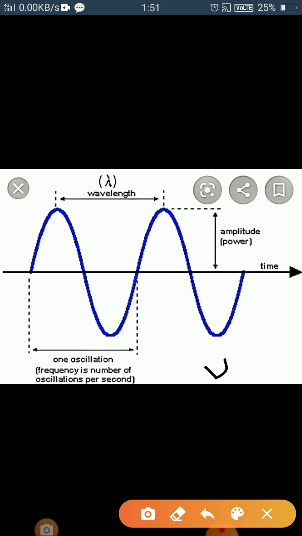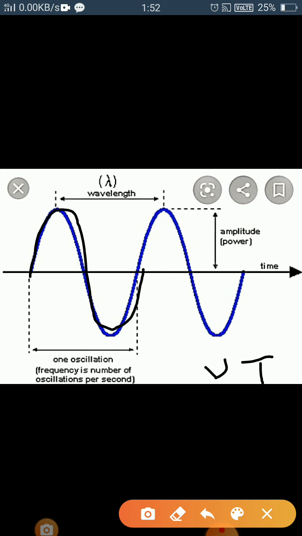Another term is time period, which is denoted by capital T. The SI unit of time period is second. The time taken by an object to complete one full vibration is called its time period. It means the time taken to complete one wave or one oscillation is called its time period. Another term is wavelength.